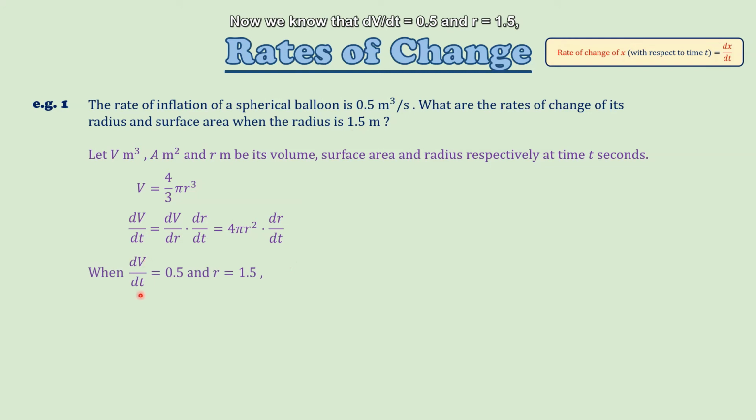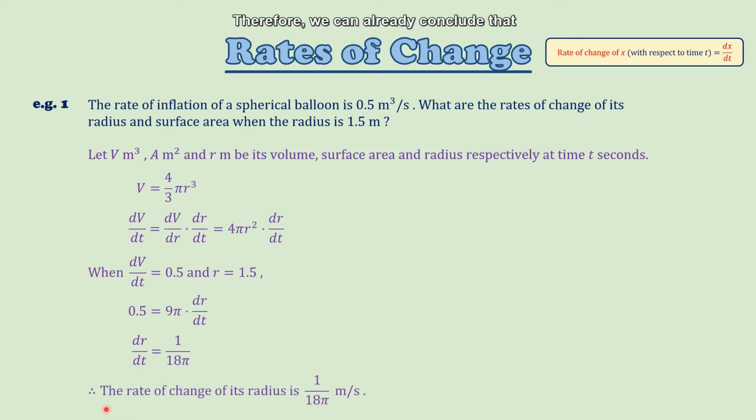Now we know that dV/dt is equal to 0.5 and r is equal to 1.5. So after substitution, we can solve that dr/dt is equal to 1 over 18 pi. dr/dt means the rate of change of r. Therefore, we can already conclude that the rate of change of its radius is 1 over 18 pi, and the unit is meter per second.